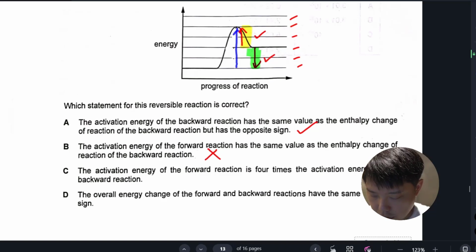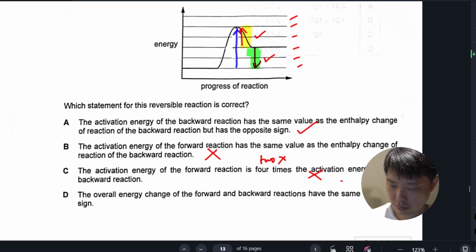Okay, activation energy of the forward is 4 times that of the activation of the backward. No, it's just twice. Okay, it's just 2 times. Right, so this is wrong. Overall energy change of the forward and backward have the same value. No, the enthalpy change of the forward is positive 2 and the backward is negative 2. Okay, the sign is different. So wrong. So our answer here should be A.